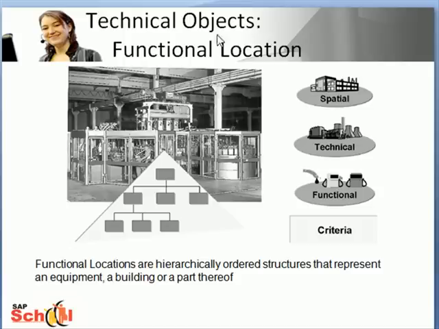And now we look at technical objects, the first one being a functional location. Functional locations are essentially hierarchically ordered structures that represent a technical system or a building or a part of it. You can structure the functional location according to spatial criteria or technical criteria or functional criteria. Some examples of a functional criteria could be polymerization functional location or condensation functional location, etc.